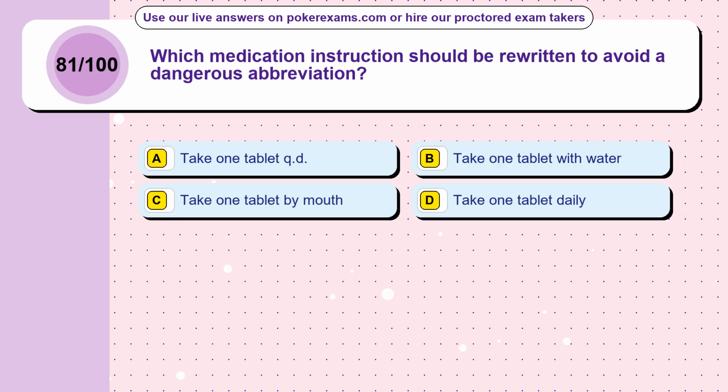Question 81. Which medication instruction should be rewritten to avoid a dangerous abbreviation?